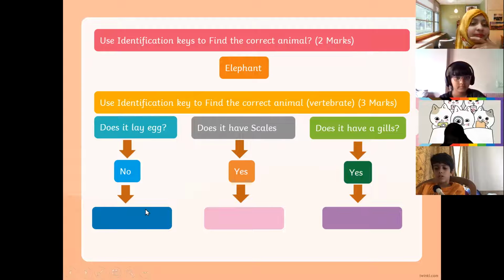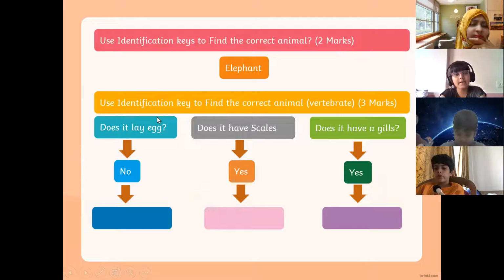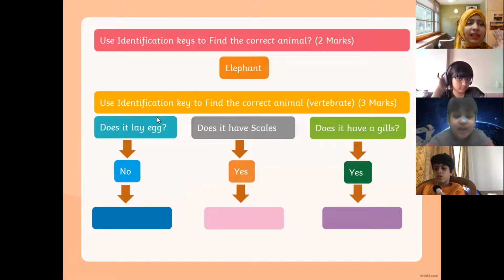Ma'am, after this, I'm done. Do we have to do the next slide? Wait, Muhammad Ali, wait. Let me just listen to Umaima, then I'll come to you also.